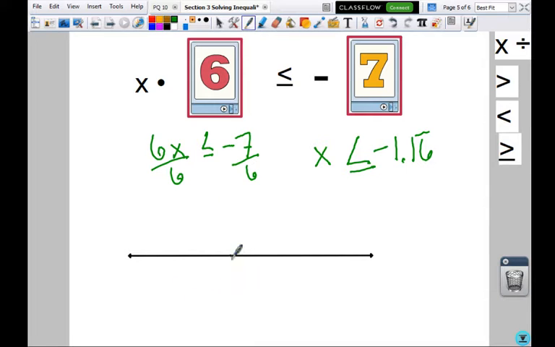So when I make my graph, I'm going to go negative 1.16, negative 1.15, negative 1.17. Remember, these are all negative, so they're backwards. It's kind of annoying. I'm going to make my circle, and am I going to fill it in?